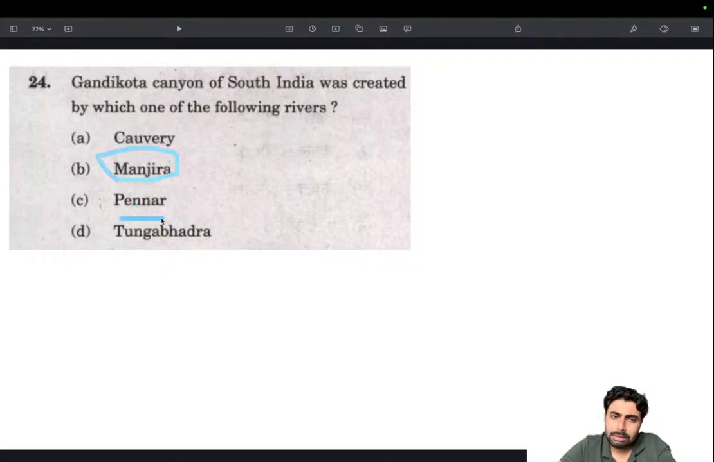But Pennar also. Okay, Pennar. Again, I thought it sounds like a very Malayalam or Tamil sort of name, so I was a bit skeptical of that. Then Tungabhadra, I knew the majority of the Tungabhadra is towards the Karnataka side of things, and this doesn't sound like a Kannada name either. So I eliminated these two, and I was stuck between Manjira and Pennar, and then I just took a chance. I just blindly went with the Pennar.